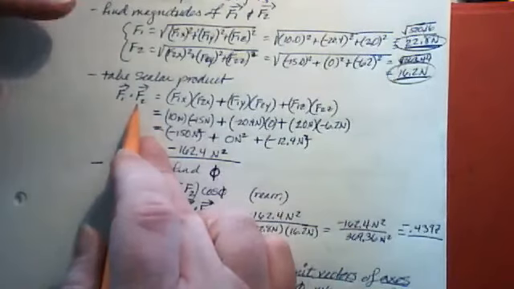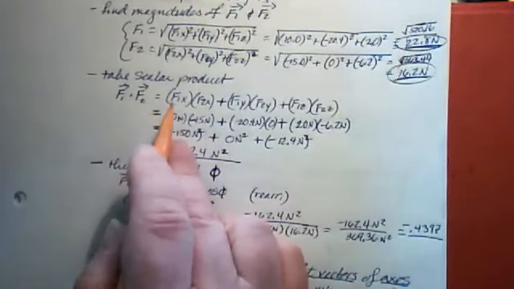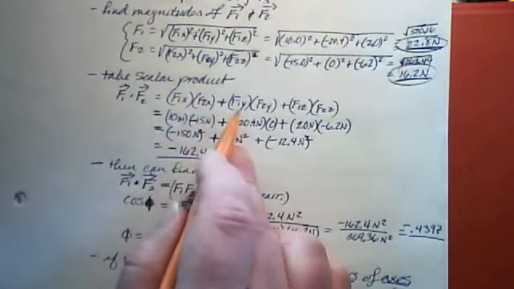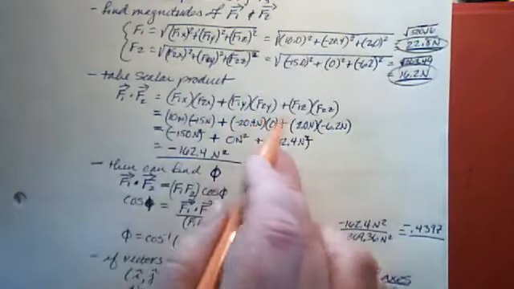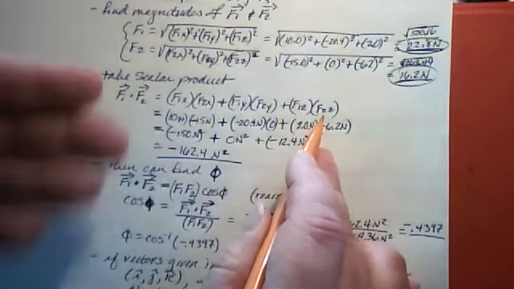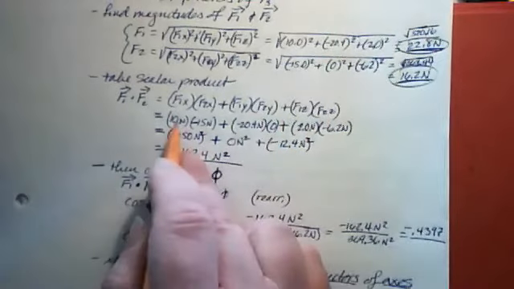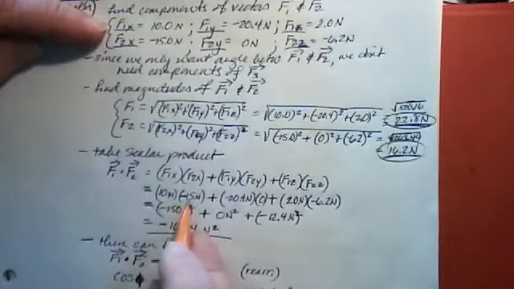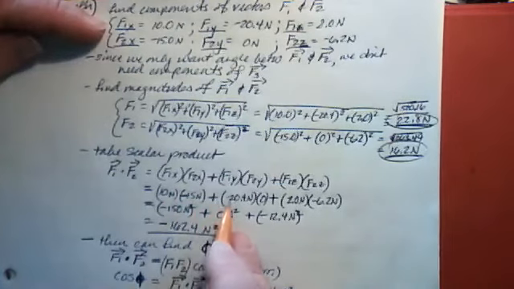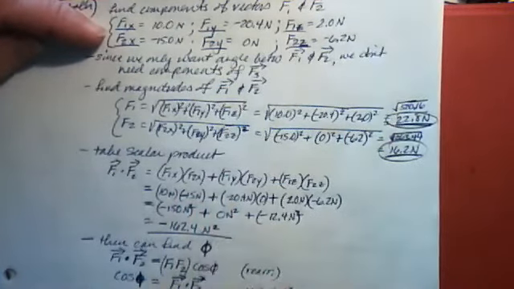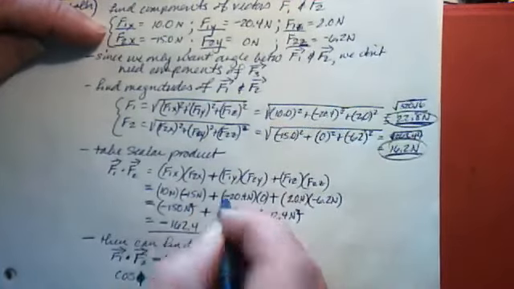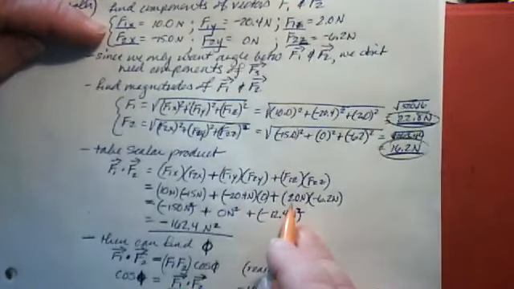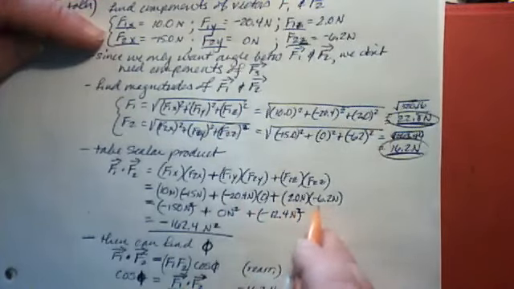Okay, so the scalar product is going to be just the x component of one vector times the x component of the other, plus the y component of one vector times the y component of the other, plus the z component of one vector times the z component of the other. So here, looking at the components, we have 10 newtons times negative 15 newtons plus negative 20.4 newtons times 0, and 2 newtons times negative 6.2 newtons.